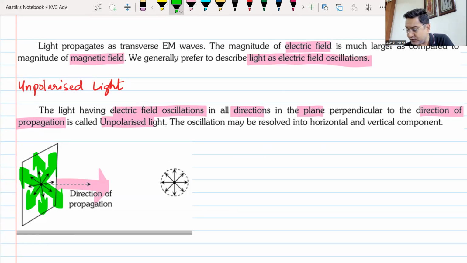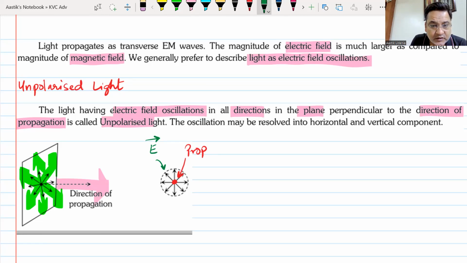I can also show it in this way. This dot represents the direction of propagation, and these arrows represent the direction of the electric field. Yes, you can call it a top view or side view. So if the electric field is oriented in any random direction which is perpendicular to the direction of propagation of the wave, such light is known as unpolarized light. We understand this?